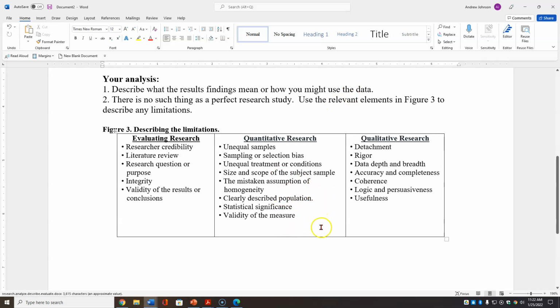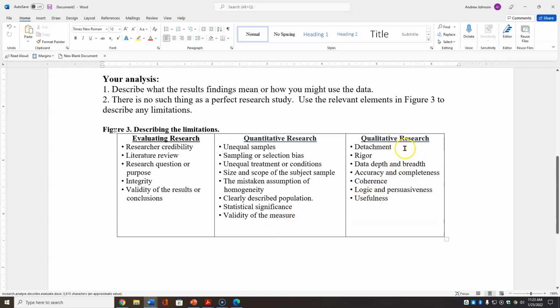Is the population clearly described? Is there a difference that is statistically significant? Statistical significance means the difference between pre and post, or the two groups, is greater than could happen by chance. And is it a valid measure? And I use the DIBELS as a great example of an invalid measure, asking students to generate a list of words or to identify nonsense words, a list of nonsense words in 60 seconds. That's invalid because we never see words out of context. And that's an invalid measure of reading ability.